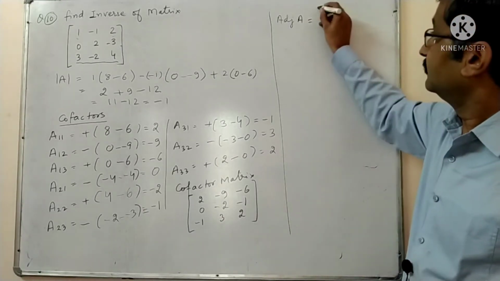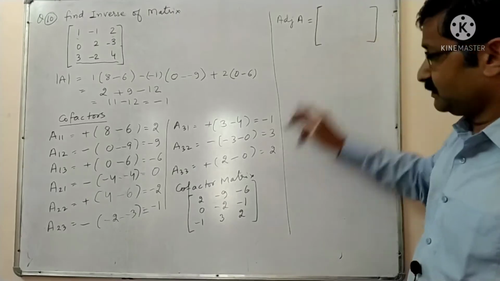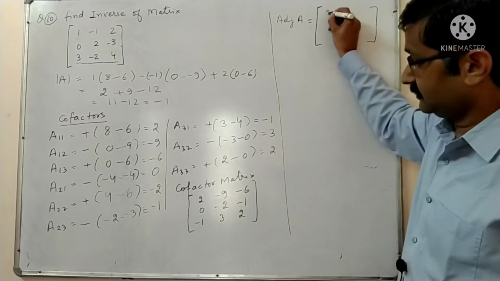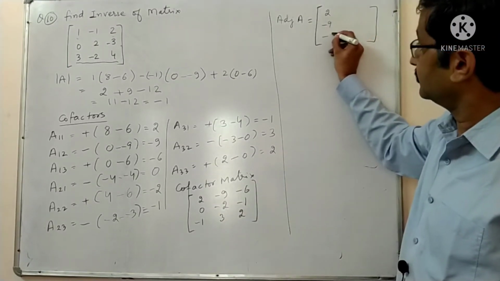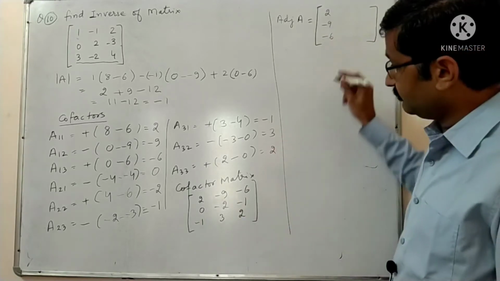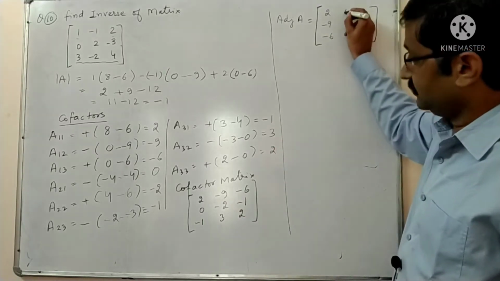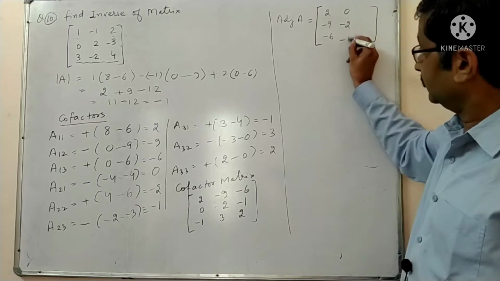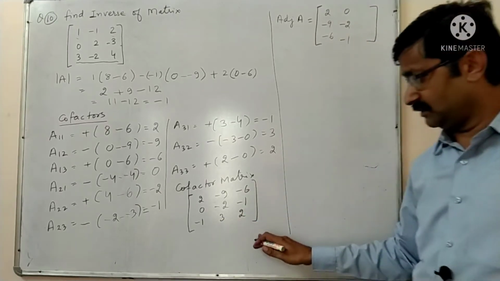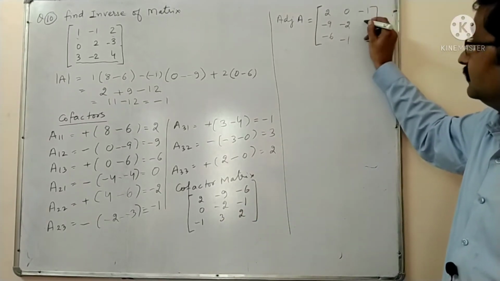This you write directly. Okay, directly you can write. Transpose of this means the first row will become the first column, 2, minus 9 and minus 6. Second row will become the second column. So this is 0, minus 2 and minus 1. Then the third row will become the third column. So minus 1, 3 and 2.